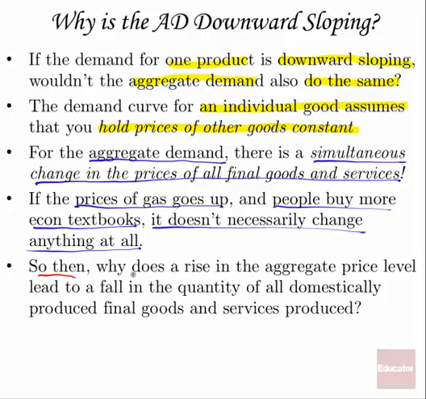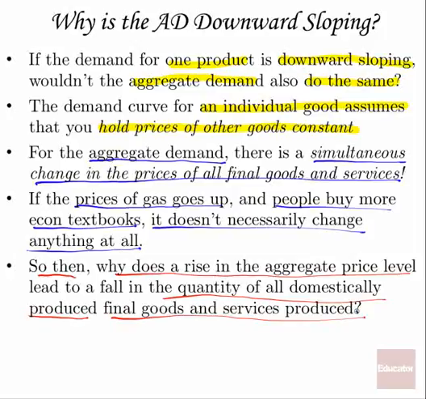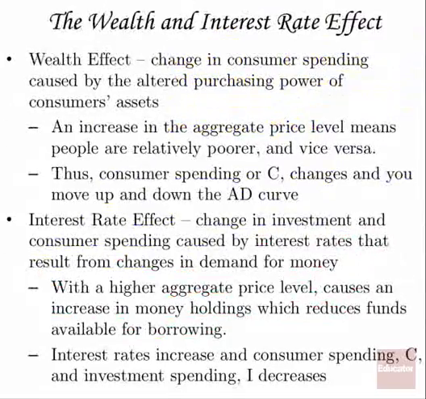So then, why does a rise in the aggregate price level lead to a fall in the quantity of all domestically produced final goods and services? If the price level goes up, for what reason, and we know it's not because of this substitution effect, for what reason does the quantity of output, the aggregate output, the real GDP, actually decrease as a result? And the answer is twofold. The two reasons are the wealth effect and the interest rate effect.